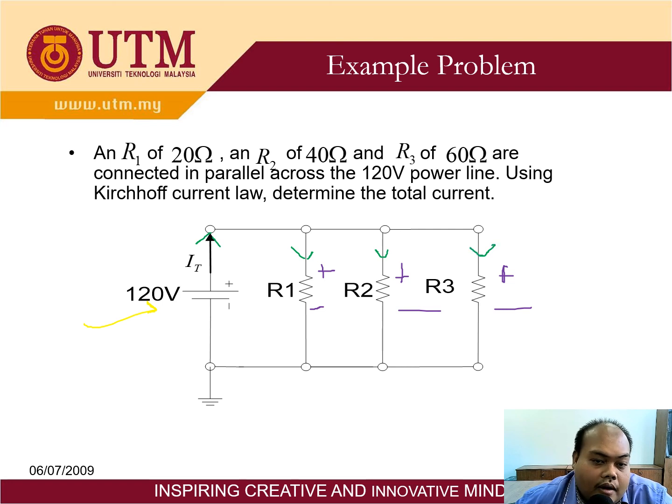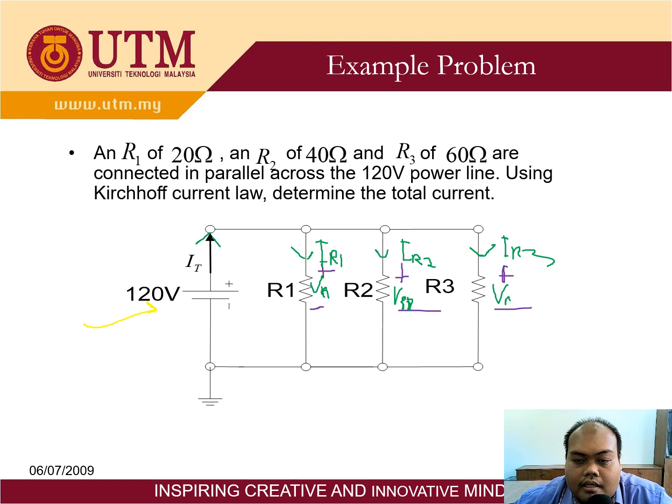Now this is I subscript R1, I R2, this one I R3. This is how you can abbreviate the symbol for current for each resistance. How about voltage? V R1, V subscript R2, and this one is V R3. Okay, this is how you write it.